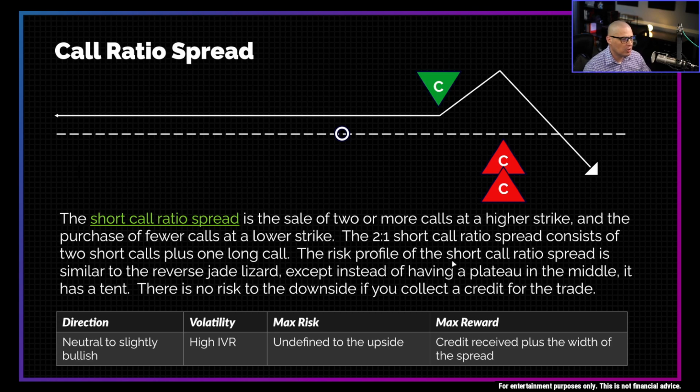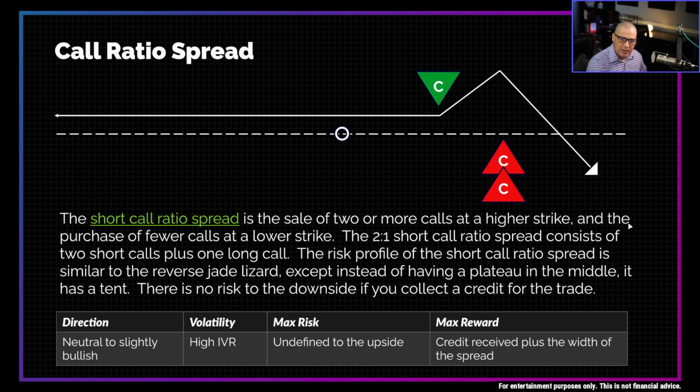The risk profile on the short call ratio spread is similar to a reverse jade lizard. So it has the tail over here and the body over here. By the way, this tail area, you do not have any risk to the downside on a call ratio spread as long as, once again, you receive a credit for the trade. As long as you sell the ratio spread for a credit, you cannot lose to the downside. But you do have some risk to the upside because the call ratio spread does consist of 1 naked short call, and that exposes you to unlimited risk to the upside.